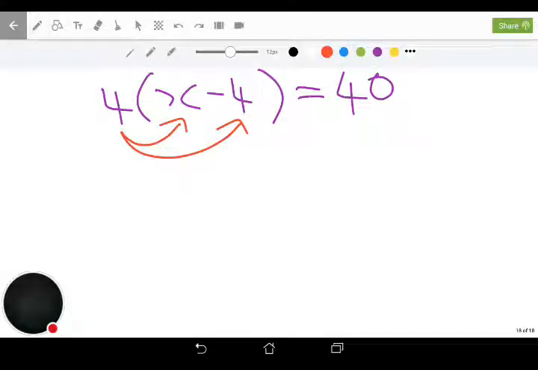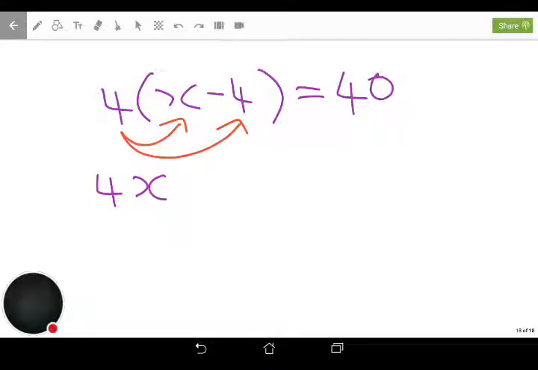So now we have 4x, because 4 times x is 4x. 4 times minus 4: you need to remember your rules for your negative numbers. Now, a positive times a negative will always give you a negative answer. So 4 times 4 is 16, and it will be minus 16 equals 40.